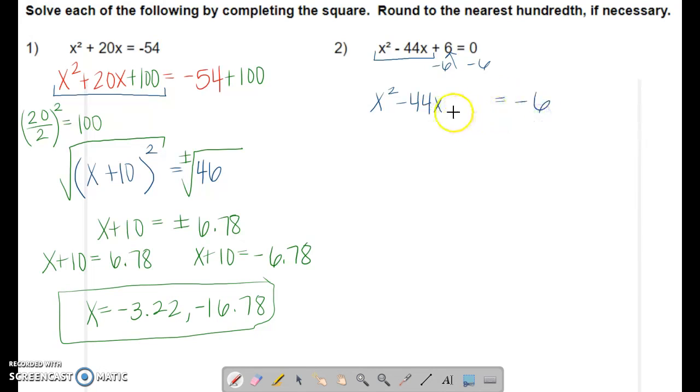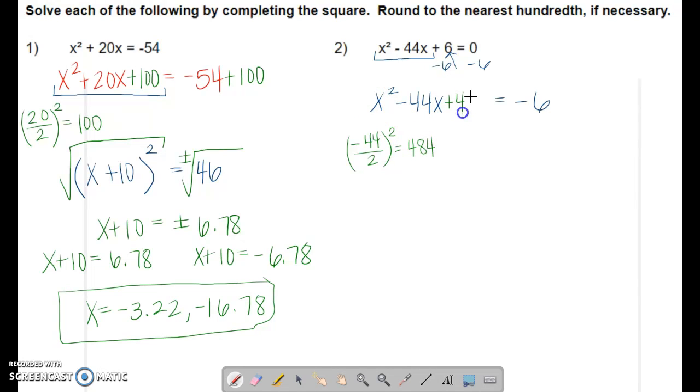And I left some room here because I know I'm going to be completing the square. So we always take our b value, which in this case is negative 44. We divide it in half, which is negative 22, and we want to square that. Remember, if you're typing that in the calculator, the negative 22 would have to be in parentheses. You should be expecting a positive number. In this case, we get 484.